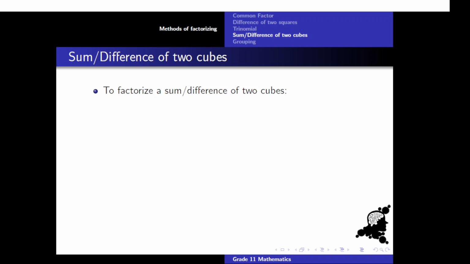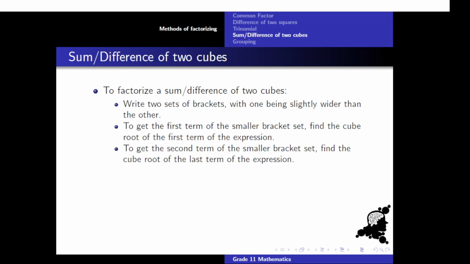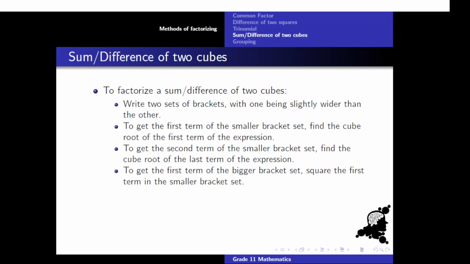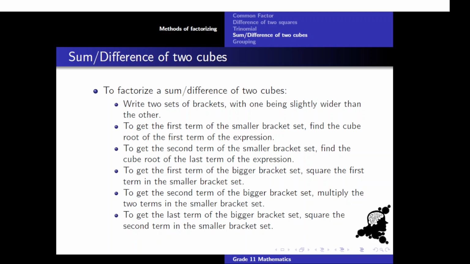To factorize a sum or difference of two cubes, you've got two sets of brackets, a small bracket and a big bracket. In the small bracket, the cube root of the first term gives you the first term in the bracket. The cube root of the last term gives you the second term in the first bracket. To get the first term in the big bracket, you square the first term in the smaller bracket. To get the second term of the big bracket, you multiply the two terms in the small bracket. To get the last term in the big bracket, square the last term in the small bracket.